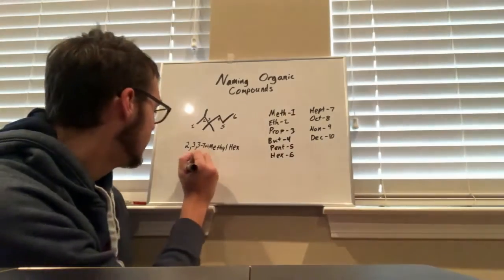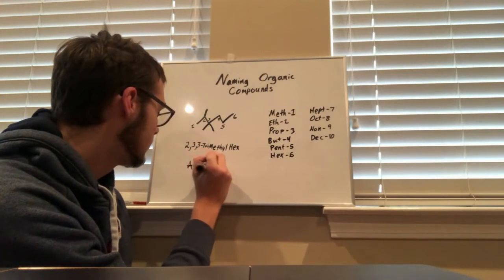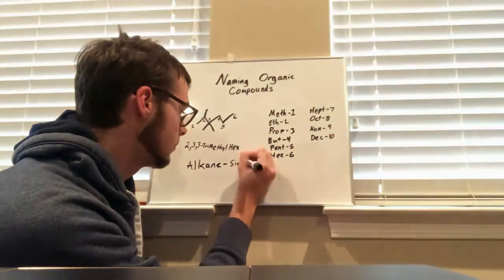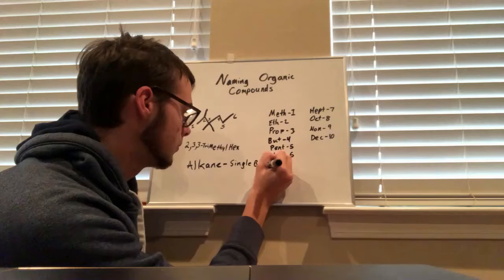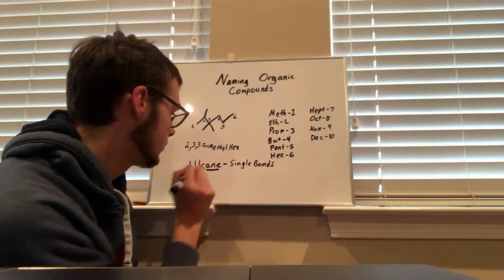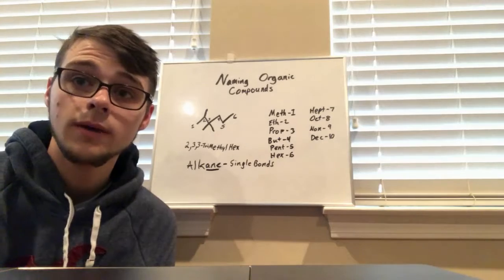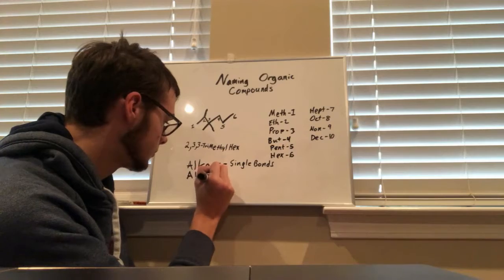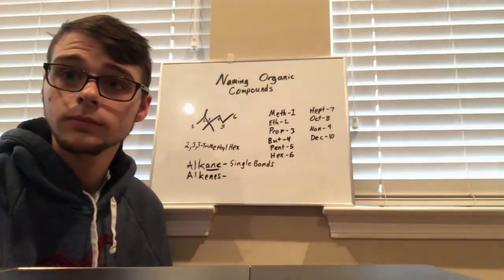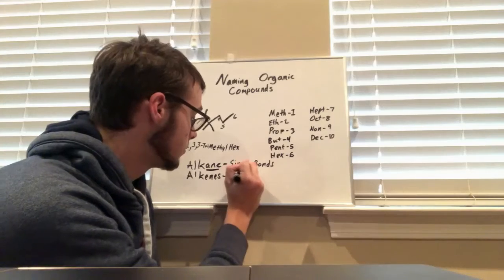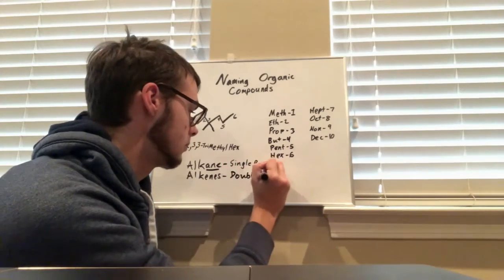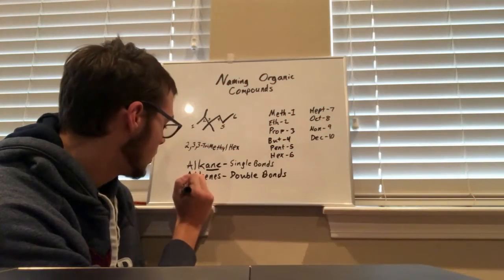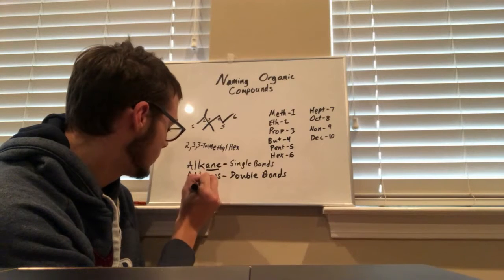So, an alkane is single bonds only. And then we have alkenes, which are double bonds. And then alkynes, which are triple bonds.